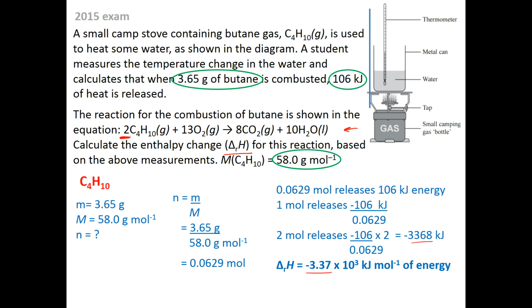Then finally, make sure you round off to 3 significant figures, and note your unit is kilojoules per mole. In the previous examples, it was kilojoules because we were just working out for a particular mass. Now we are working out the energy for a particular equation, so the unit is kilojoules per mole.